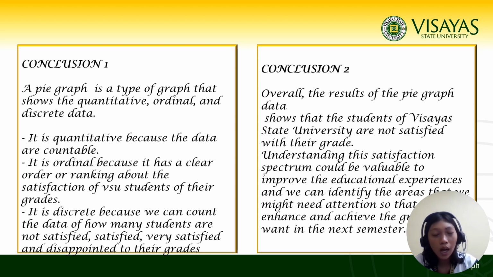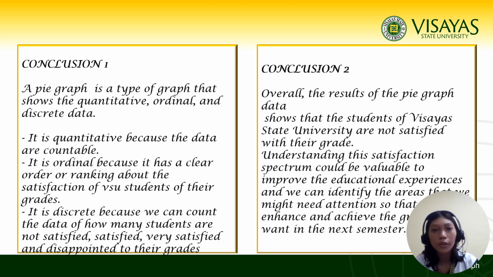I am Gladys Pipreto, and these are the conclusions of our research data. Conclusion 1. A pie graph is a type of graph that shows quantitative, ordinal, and discrete data. It is quantitative because the data are countable and deal in numbers. It is ordinal because it has a clear order or ranking, or it is a Likert scale about the satisfaction of VSU students with their grades. It is discrete because we can count how many students are not satisfied, very satisfied, and disappointed with their grades.